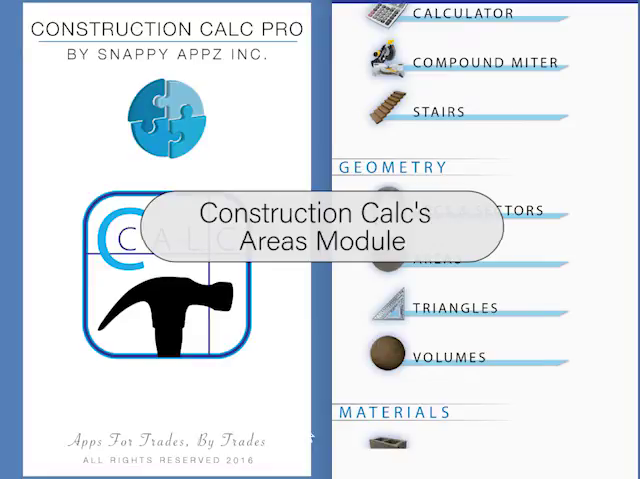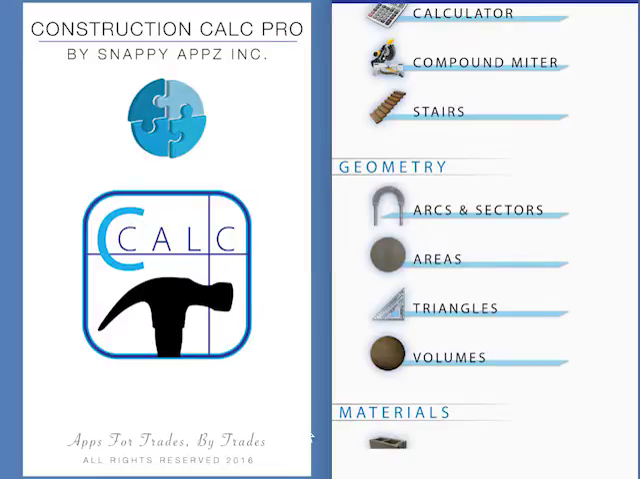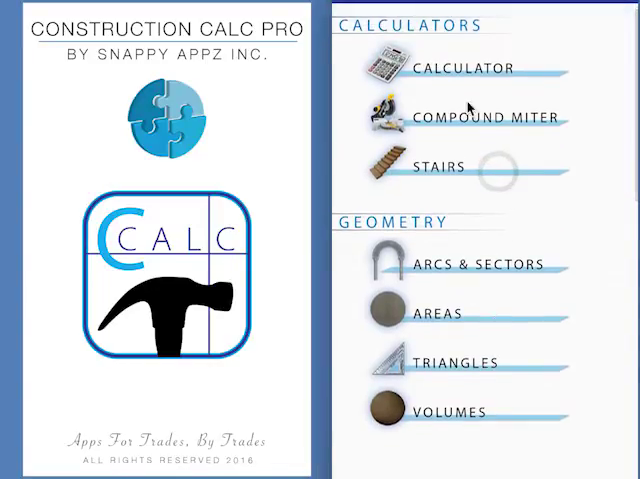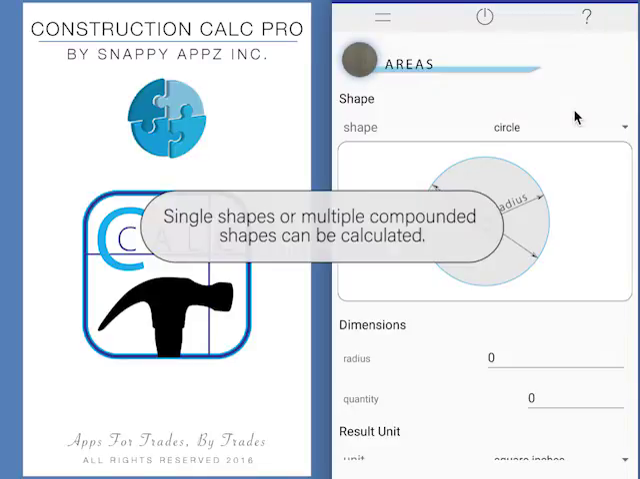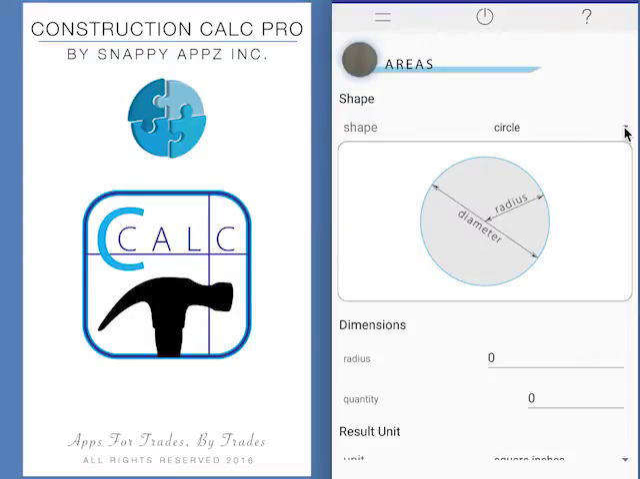This tutorial is for the Areas module of Construction Calc Pro, available on iOS and Android. So let's go ahead and go into the Areas module in the Geometry section. This module is to calculate areas of various shapes, and you can also calculate areas of compounded shapes, so you can combine several different shapes to get a total area.